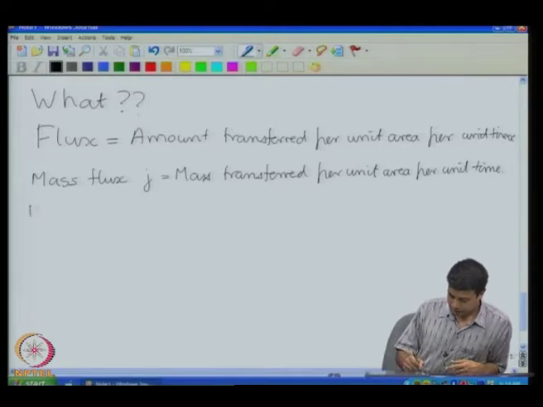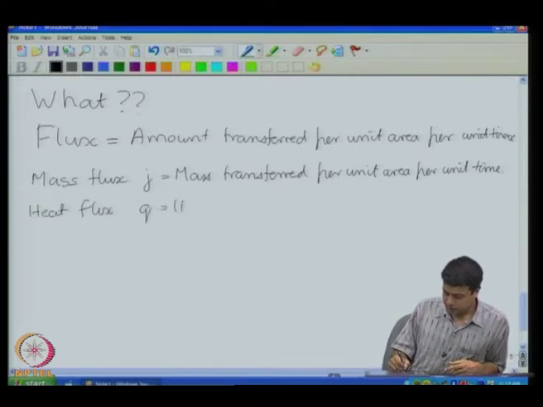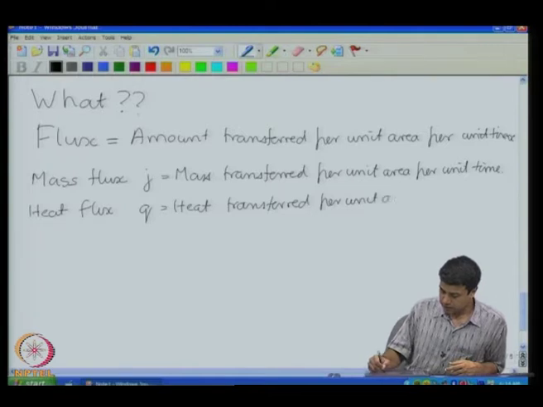Heat flux, usually written with the symbol Q, is the heat transfer per unit area per unit time.